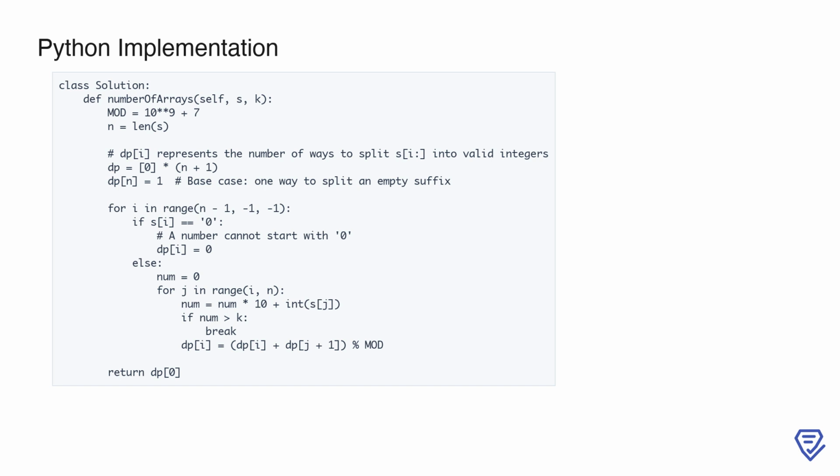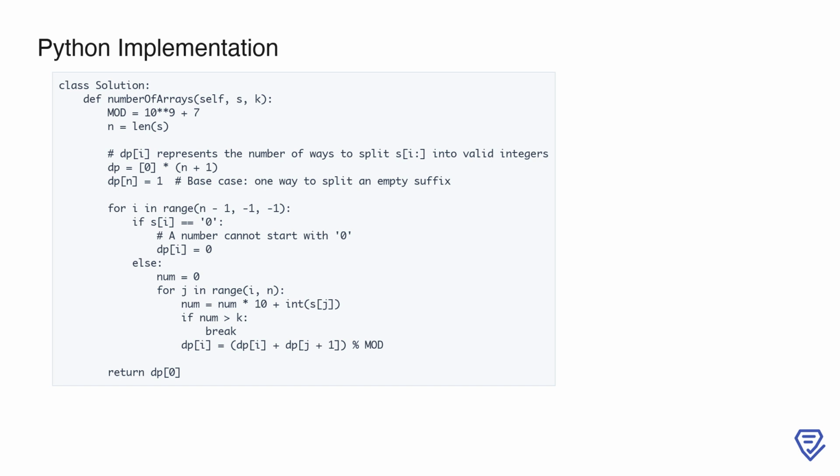2. Iterative dp calculation. The loop iterates backwards through the string s, from n-1 to 0. This ensures that smaller subproblems are solved first, which are then used to solve larger subproblems. If s[i] equals 0, no valid number can start with 0, so dp[i] is set to 0.